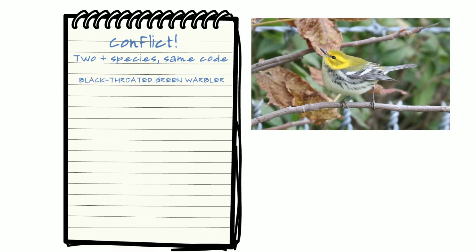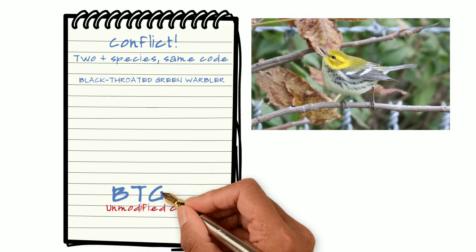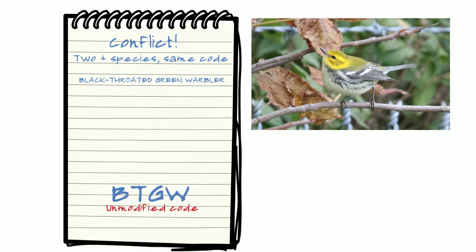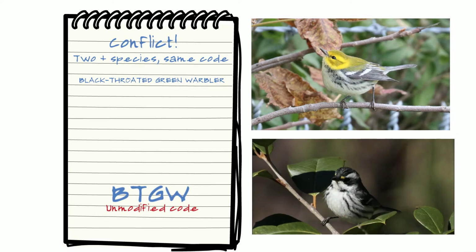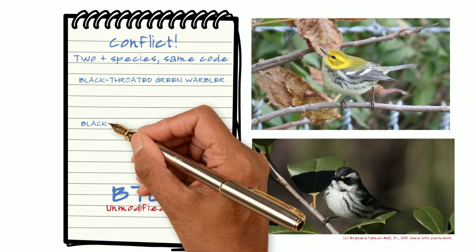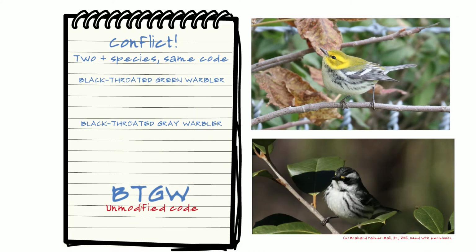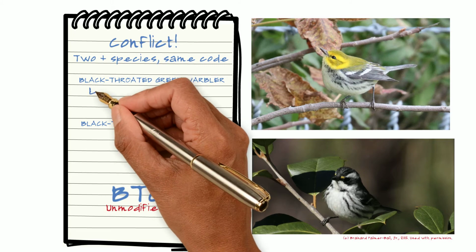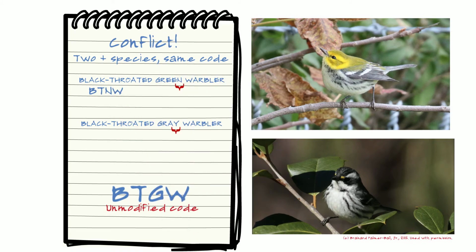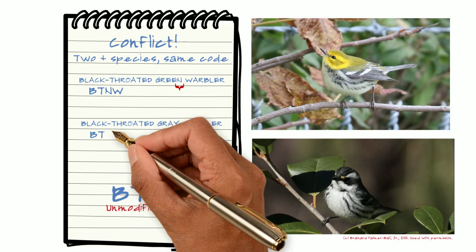The unmodified code is BTGW, but that conflicts with a bird that's only shown up in Kentucky twice, both in winter, a female in 1986 in the Lexington Cemetery, and the other at Surrey Hills Farm in Louisville, the black-throated gray warbler. With the first couple letters in green and gray being the same, the committee decided to jump to the last letter in the third word. So the black-throated green would be BTNW, and the black-throated gray would be BTYW.